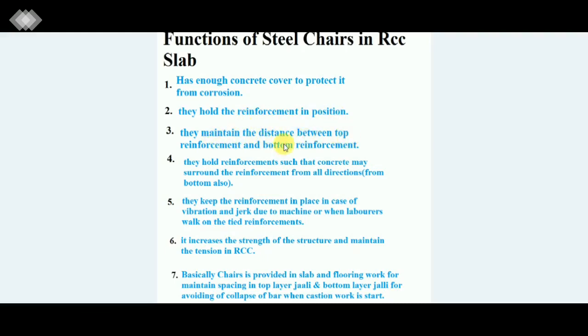They maintain the distance between top reinforcement and bottom reinforcement, and they hold the reinforcement such that the concrete may surround the reinforcement from all directions, that is from bottom also. They keep the reinforcement in place from vibration and jar due to machines or when laborers work on the tied reinforcement. It also increases the strength of the structure and maintains tension in RCC. Basically, chairs provide spacing in slab and flooring work between the top layer jali and bottom layer jali, avoiding collapse of bars when casting work is started.